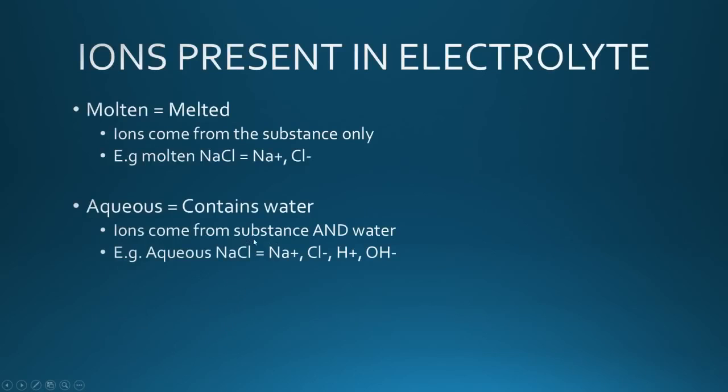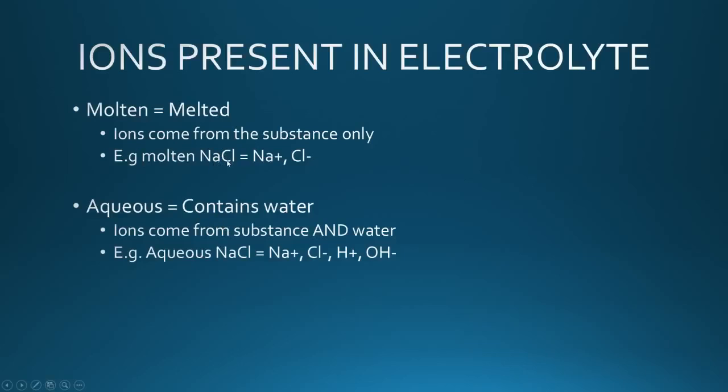So when we think of an electrolyte, we need to think about what sort of ions are present inside it. And there are 2 main forms of electrolytes that Cambridge will give you. It's either molten or it's aqueous. Molten is basically the melted form of the substance, whereas the aqueous form is whereby the substance is dissolved in water, meaning it contains water as part of the electrolyte. So if it's molten, it's fairly simple.